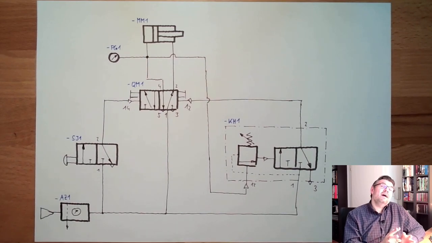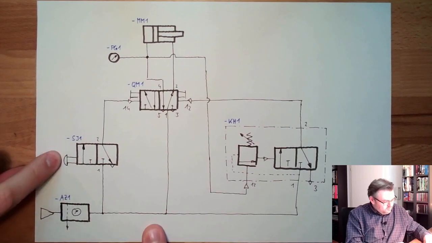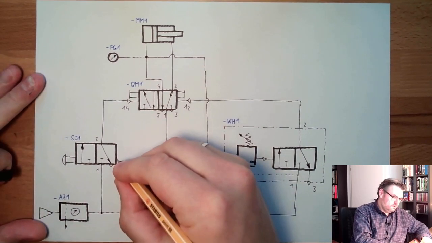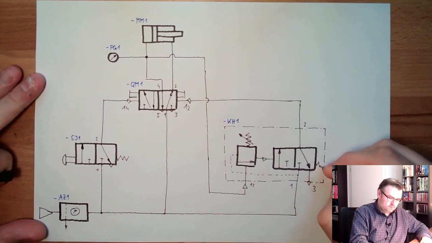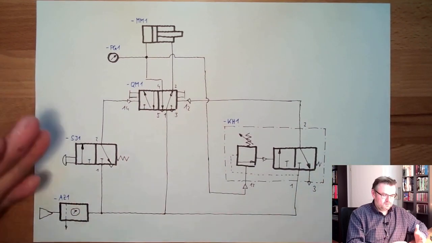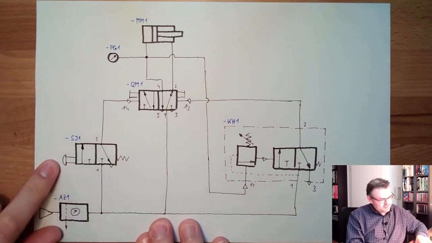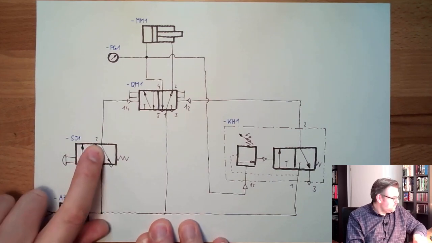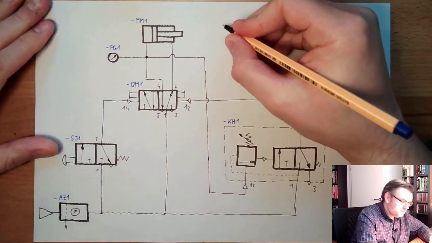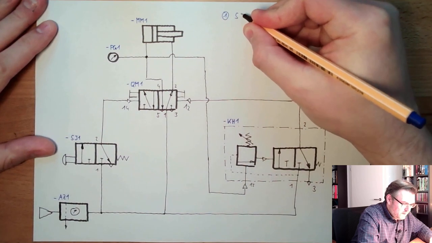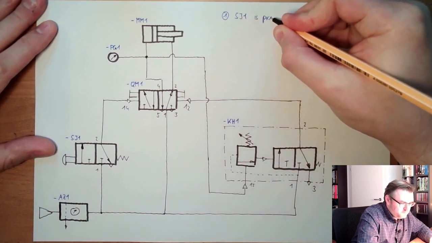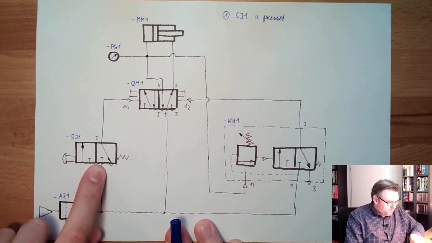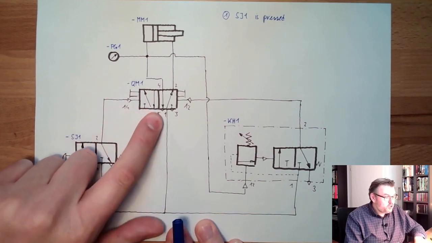Let's analyze first what is happening. Here, this is a push button. If I press this push button, I forgot the spring here, and also here. So now everything is in rest position. If I press this push button here, we will get pressure here. I'll simply write it down first: SJ1 is pressed. What is causing this? If we press SJ1, the pressure can go through here and is now switching QM1.